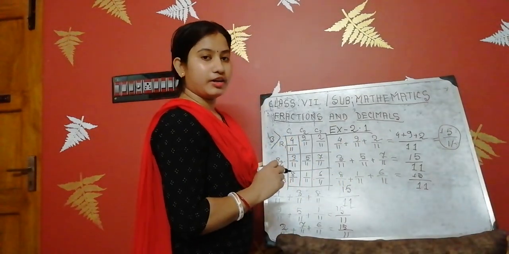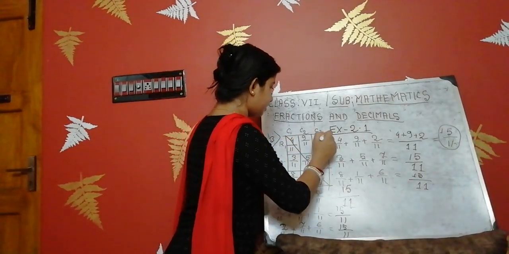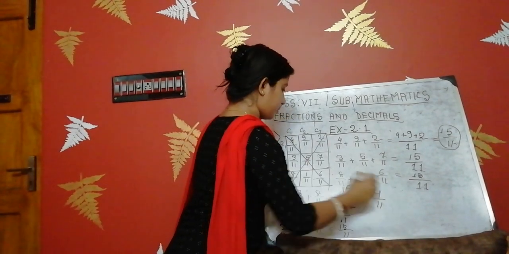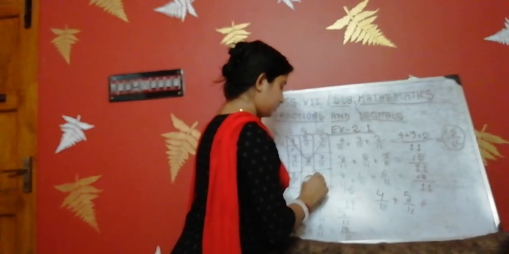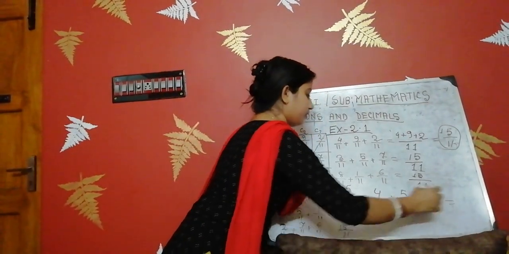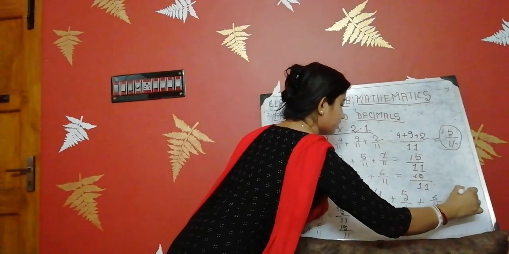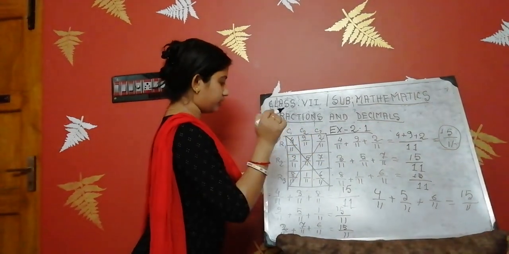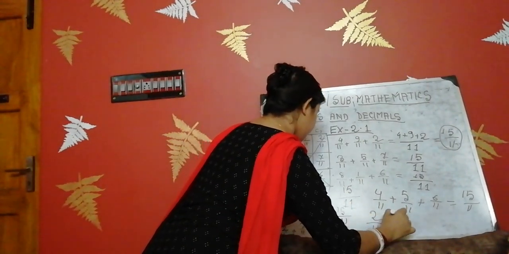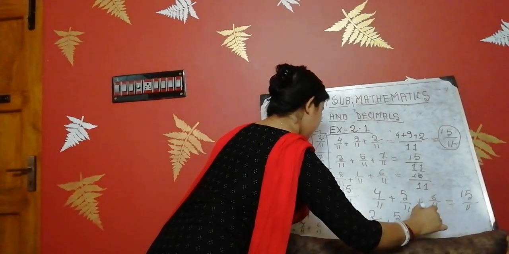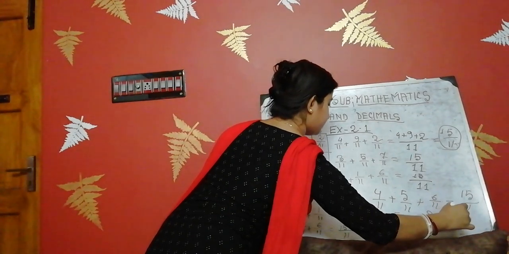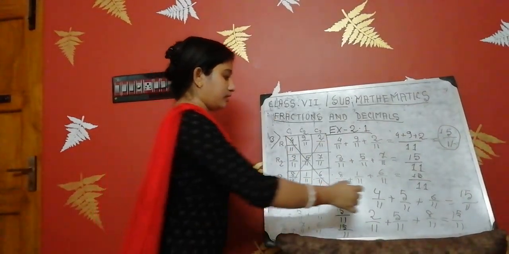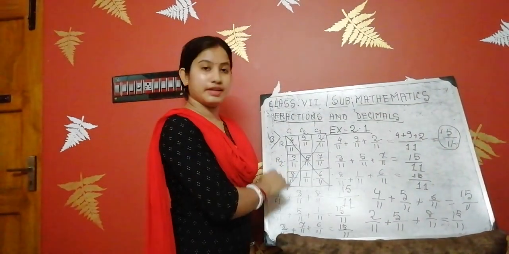Now we check the sum of diagonals. Diagonal means this and this. For this diagonal, 4 by 11 plus 5 by 11 plus 6 by 11 equals 11 and 4 plus 5 plus 6, 15. Now check this diagonal, 2 by 11 plus 5 by 11 plus 8 by 11. This is also equal to 15 by 11. So we get the sum of all rows, all columns and also diagonals are the same. So this is a magic square.